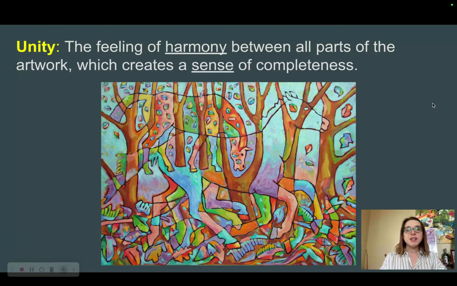We're going to start with unity. This is the feeling of harmony between all parts of the artwork, which creates a sense of completeness. This means we use the elements of art in a way that just makes everything make sense, right?